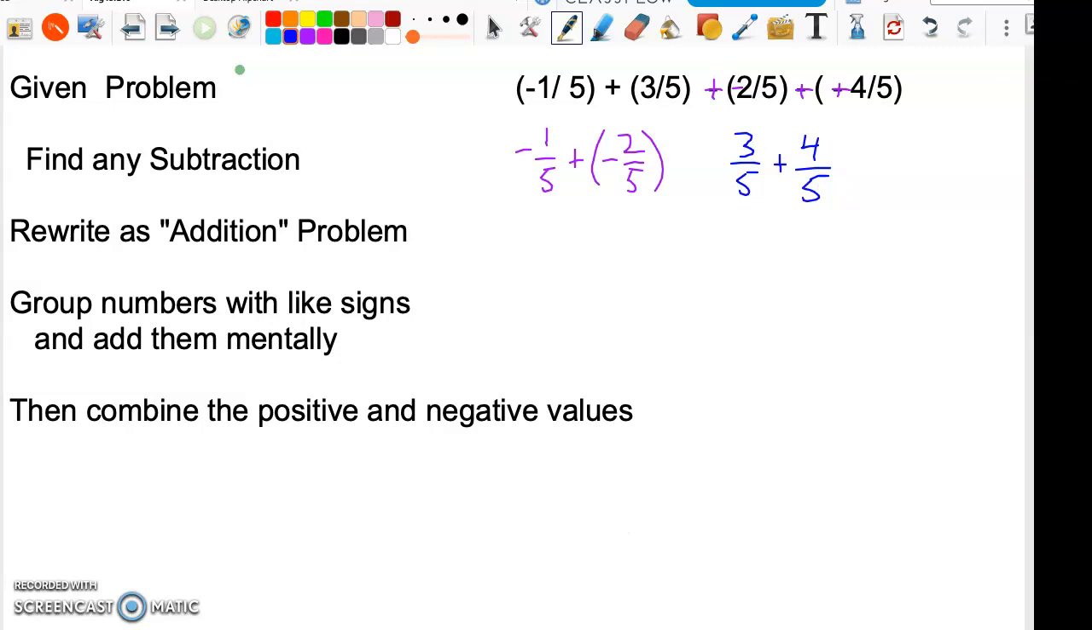So now I'm going to combine my positive numbers, combine my negative numbers, and do one final subtraction at the end. Here I have 7/5 for my 3 plus 4. And then my negative numbers combined, 1 plus 2 is 3, so I have -3/5. So now I have -3/5 plus 7/5. Well, 7/5 is the bigger number. 7 is bigger than 3, so my answer is going to be positive. And then I have 7 minus 3 is 4.